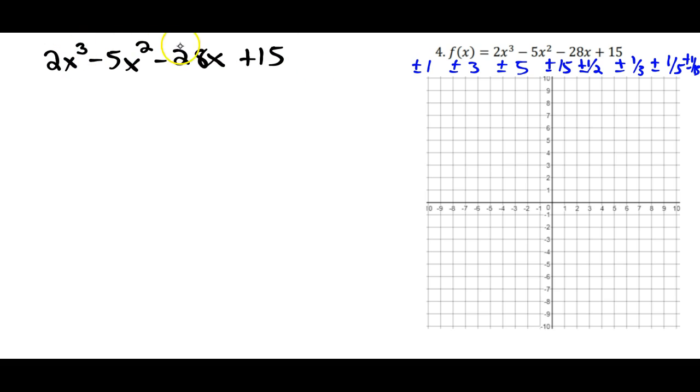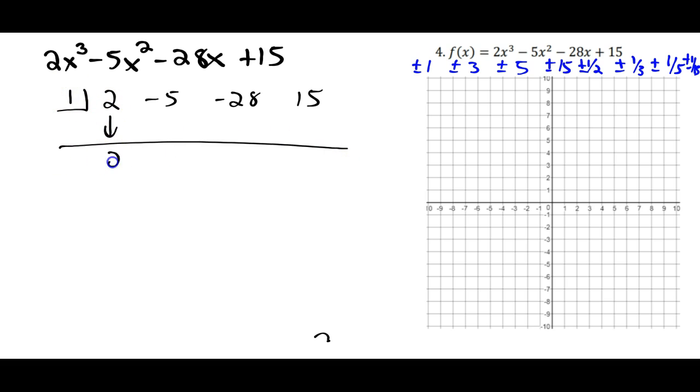This is in descending order. It goes 3, 2, 1, 0, so I don't have to worry about putting in any placeholders. And so I'm going to write out the coefficients: 2, -5, -28, and 15. This time I'm going to try out to see if 1 is a 0. Bring down the 2, multiply 1 times 2, add, 1 times -3, add, multiply, and when I add that I get like -16, so it's not going to be one of the zeros. So let's go back, and I'm going to try out -1 this time. So drop the 2, multiply, add, multiply, and then add, multiply, and add. I get 36. That's not a 0, so that knocks out the 1 here.